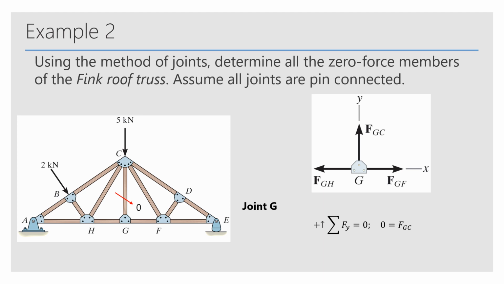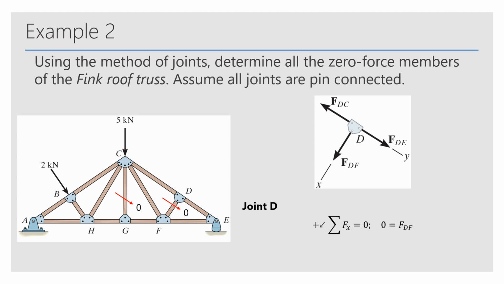We see that here the member FGC is 0 because the two members FGF and FGH are collinear, and there's no other external force or anything else balancing with the FGC, so that must mean that joint FGC is 0. The next joint D, similar to FGC because it's perpendicular to two collinear forces with no external load on it, this force also must be 0 for this member.